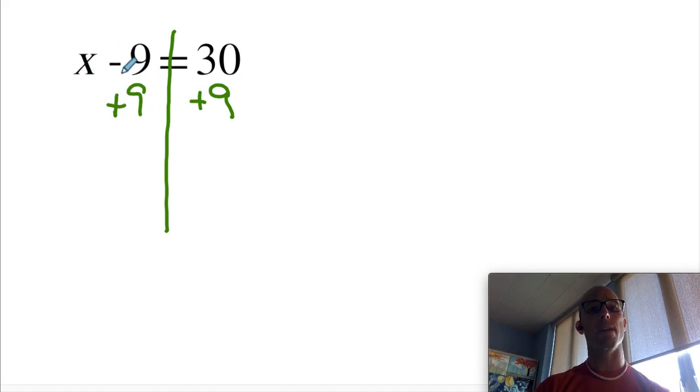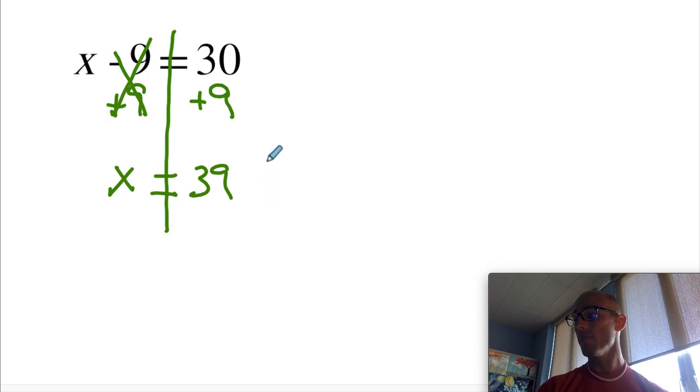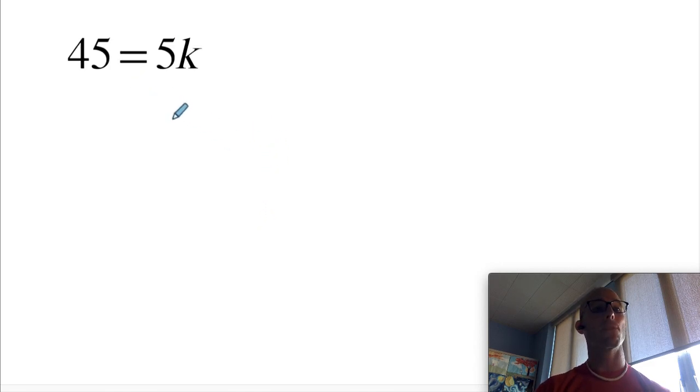But this left side, x minus 9 plus 9, well, minus 9 and plus 9 just cancel each other out, right? So I just have x on the left side now, and that is the same as 30 plus 9, which sure enough is 39. There we go, and there's our solution. Let's go right to another one.